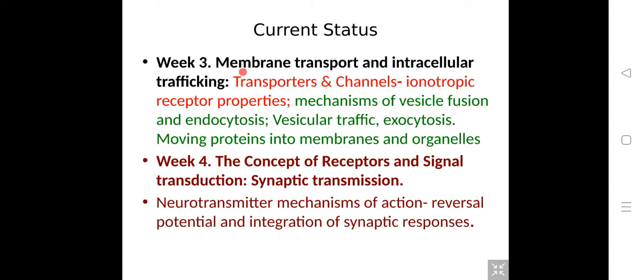So we are at week 3 and 4. We talked about membrane transport and intracellular trafficking. We talked about transporters, channels, and some of these are activated by ionotropic receptors. And we're going to talk a little bit today about mechanisms of how these receptors activate vesicle fusion and endocytosis. We went through these vesicles and endocytosis.